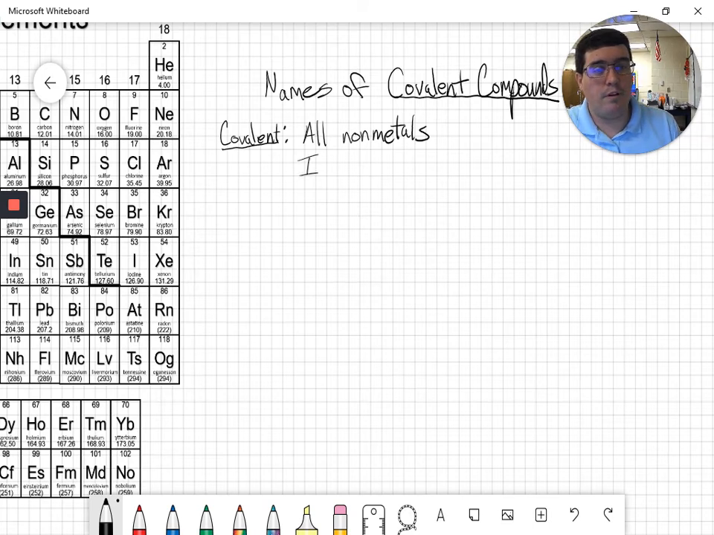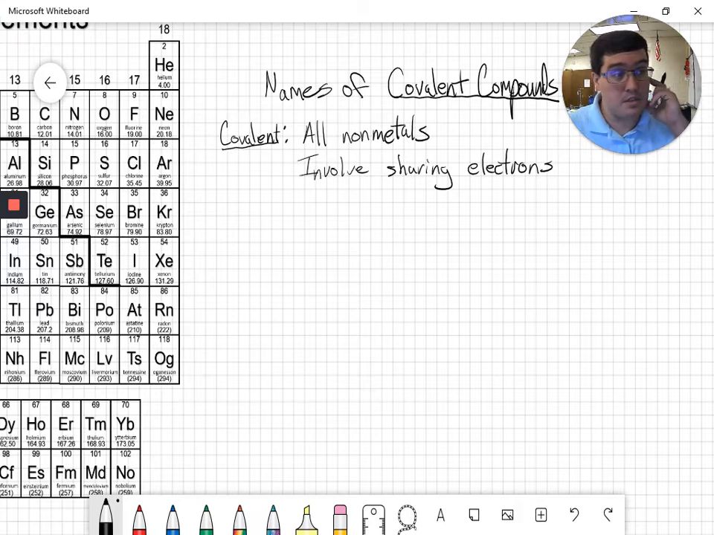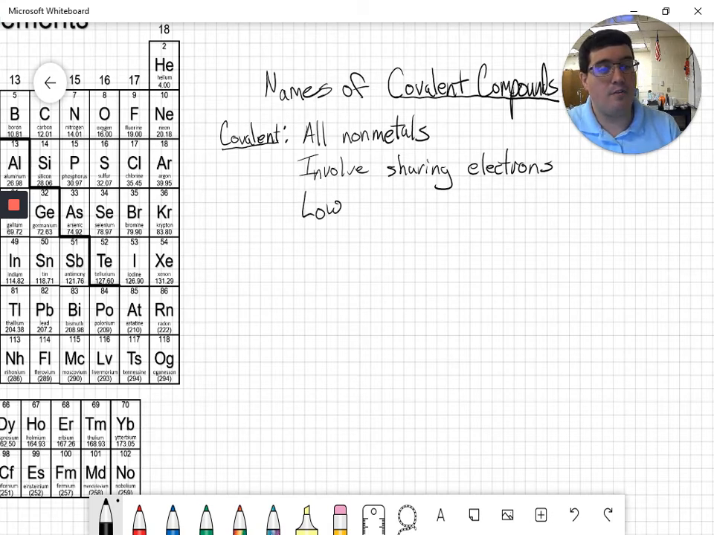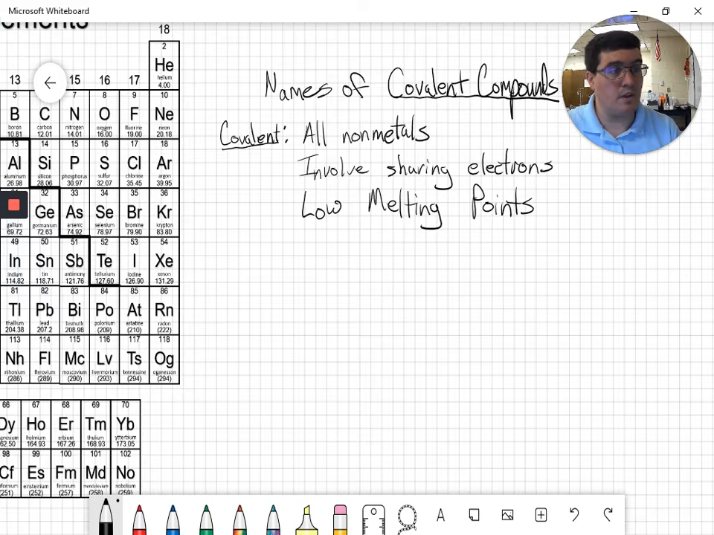They're made of all nonmetals. They involve sharing electrons between atoms. Instead of forming ions, you're actually going to have sharing electrons between atoms. We'll talk more about that. They also tend to have, if you remember from last week, those labs that we did, they have low melting points.